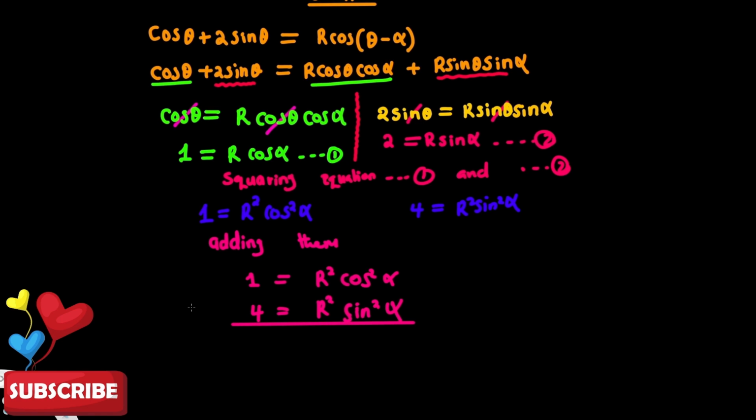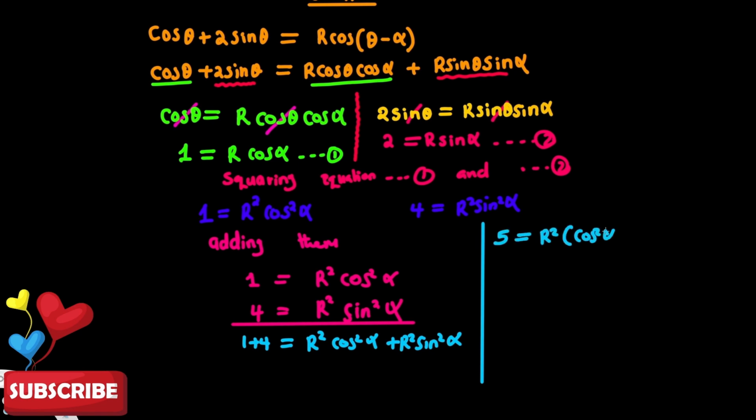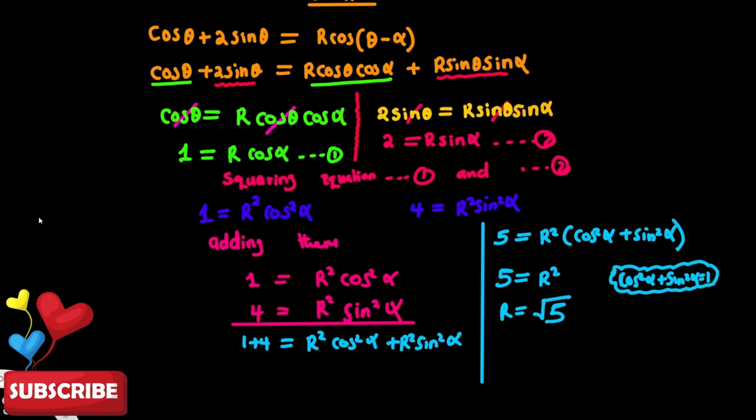So if we add 1 plus 4, this is going to give us 5. We add this also, and then we're going to factor r squared out, so that we have r squared into cos squared alpha plus sine squared alpha. But cos squared alpha plus sine squared alpha is actually 1. So therefore we end up having our value r equal to root 5.